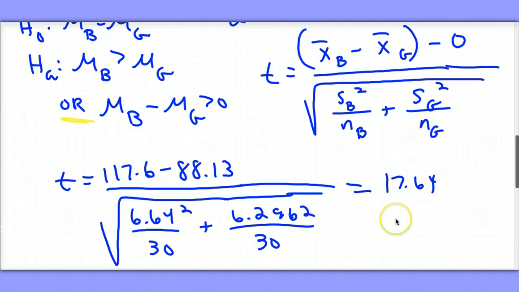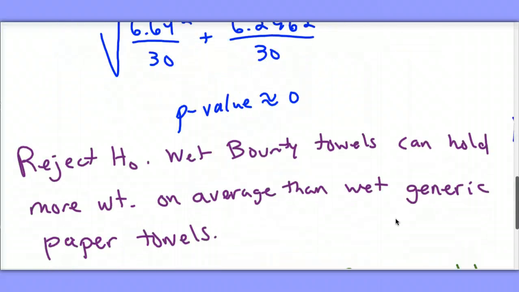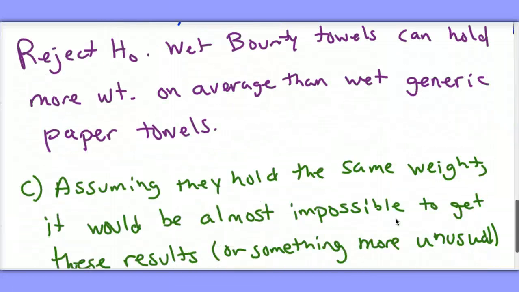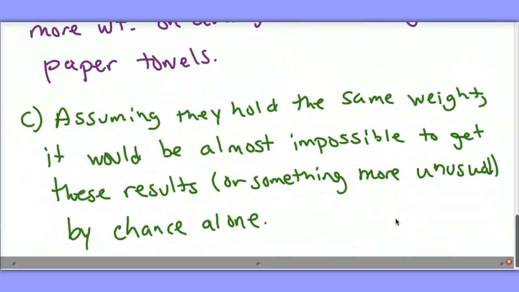So our test statistic is 17.64, and if you look at your t-table, that is not even on the charts of the t-table for degrees of freedom of 29. The p-value is essentially 0. So we would reject the null hypothesis. Wet Bounty paper towels can hold more weight on average than wet generic paper towels. As a matter of fact, quite a bit more weight. Assuming they were to hold the same weights, it would be almost impossible to get these results, or even something more unusual by chance alone.